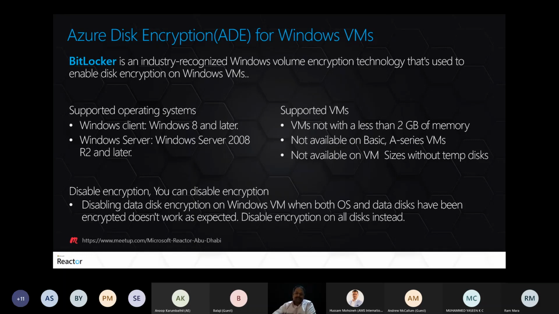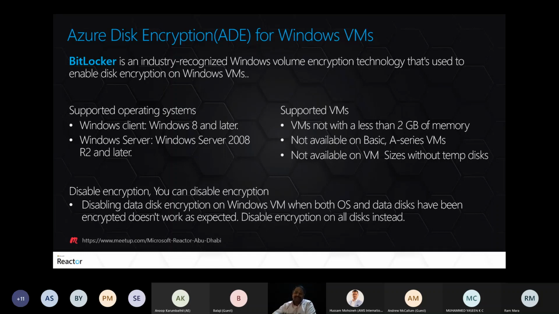Here, for the supported VMs, there are selected supported VM SKUs. Azure Disk Encryption is not available on Basic and A series VMs. Keep that in mind when you're planning Azure Disk Encryption for your virtual machines. Also, the minimum requirement to perform Azure Disk Encryption is 2 GB memory. The VM should have a minimum of 2 GB memory.